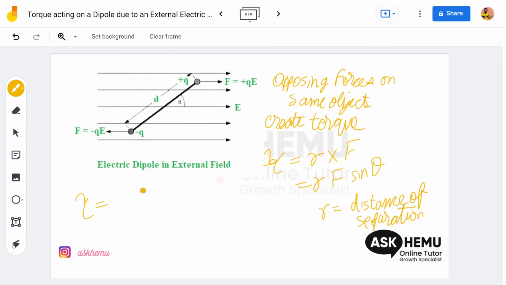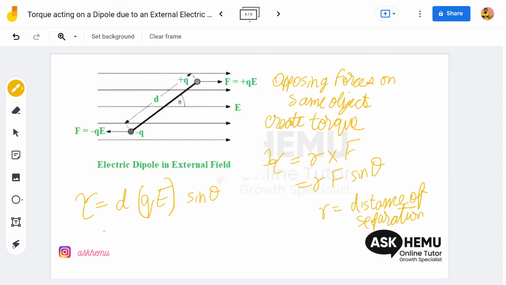Whether it is plus or minus does not matter here, because I'm about to show you what the final equation is going to look like. So torque is equal to d times qE, multiplied by, you guessed it right, sine theta. So the sine of the angle is also important in this equation.